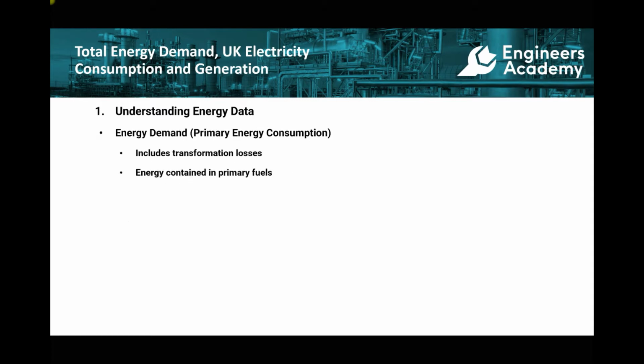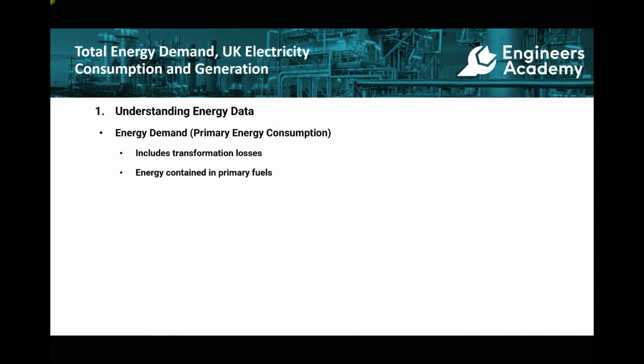So to begin, there's a few key terms that we need to understand when we discuss energy demand. The first term is the total energy demand, which is also called primary energy consumption. The important point here is we're not just looking at the energy demand for producing electricity, we're looking at the total energy demand for things such as transport, electricity production, and also heating requirements for domestic premises and businesses. So we're looking at the consumption of all fuel types. We'll also see that referred to as primary fuels, or the fuels at the start of the process.